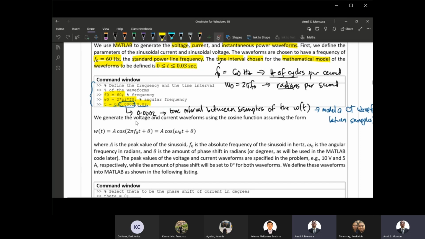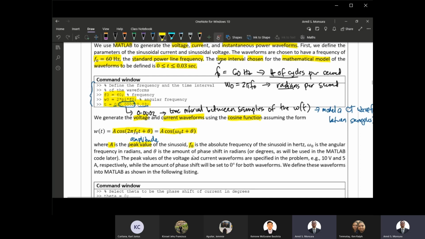Now, let's proceed by generating the voltage and the current waveforms using the cosine function. You can also use sine function here, but here we will be using cosine function, assuming this form. Yung nakikita niyo ditong form na to, these are the general form of your sinusoidal functions or sinusoidal waveforms. So that's A cosine 2 pi F0 T plus theta, o kaya A times cosine omega 0 T plus theta. A is the peak value or the amplitude of the sinusoid.